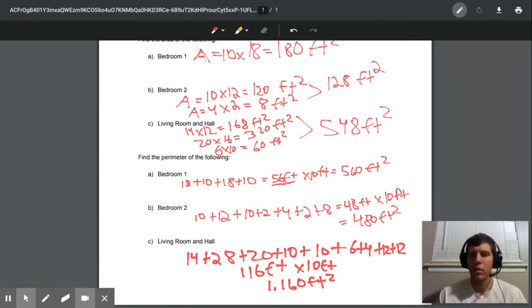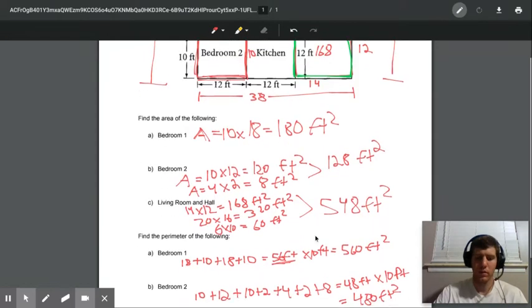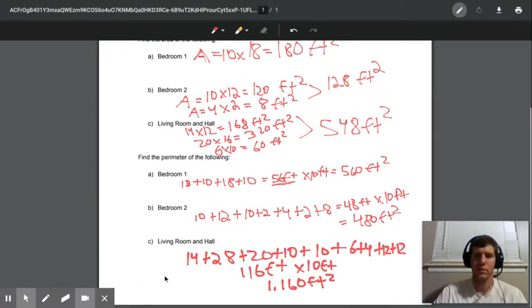So now if we add up the area of the walls in bedroom 1, bedroom 2, and the living room and the hall to the area of the ceiling of bedroom 1, 2, and the living room and the hall, we'll have the amount of square footage that needs to be painted for those rooms. Okay, so let's start with 1,160 at the bottom here, plus 480, plus 560, plus 548, plus 128, plus 180. Okay, it's going to give us a grand total of 3,056 feet squared.